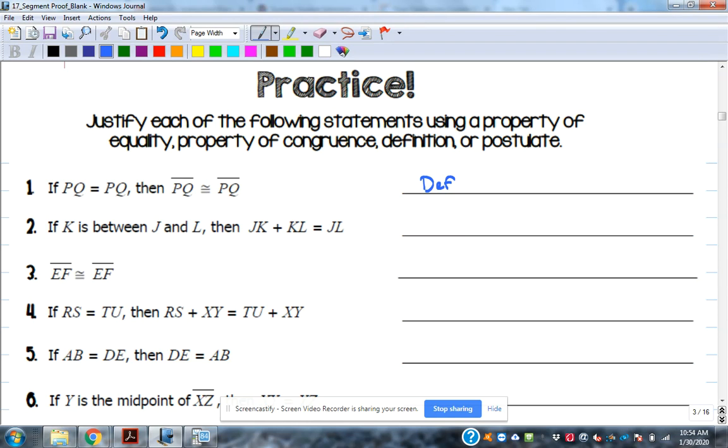Reflexive would just be, which one is reflexive? Number 3 would be the reflexive property of congruence. Definition of congruence, and we'll use the symbol for congruence. That's going to help us shorten up our reasons here using some notation. Number 2, if K is between J and L, and JK plus KL is equal to JL. Segment addition. All right, segment addition postulate.